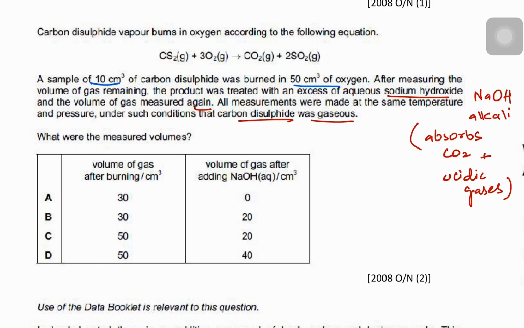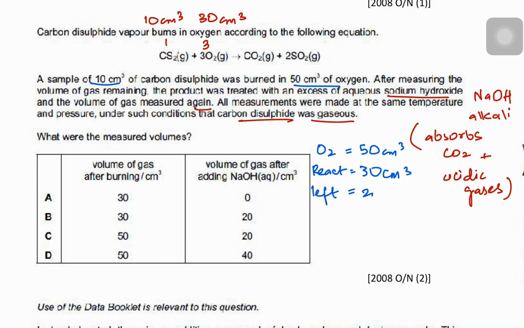Let's begin. You can see if 1 mole carbon disulfide reacts with 3 mole oxygen, it means 10 centimeter cube should very reasonably react with 30 centimeter cube oxygen. So 30 centimeter cube oxygen reacts. How much oxygen was there? Oxygen was there as 50 centimeter cube. If the amount reacted is equal to 30 centimeter cube, it means the amount left unreacted is going to be 20 centimeter cube. So 20 centimeter cube oxygen is there.